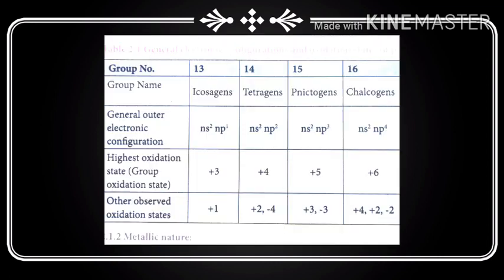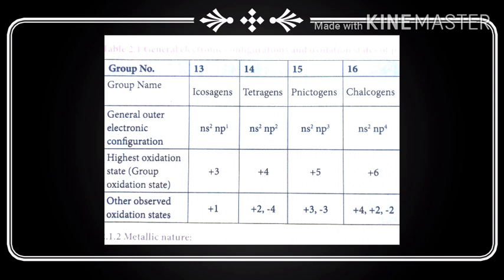The next topic is the inert pair effect. First I'll explain using this picture. Just see the picture. In the picture, the group name is given and its outer electronic configuration is given, and the highest oxidation state and the other oxidation state are also mentioned. First, consider group 13. Group 13 contains the elements boron, aluminium, gallium, indium, thallium. These are all the elements present in the 13th group.